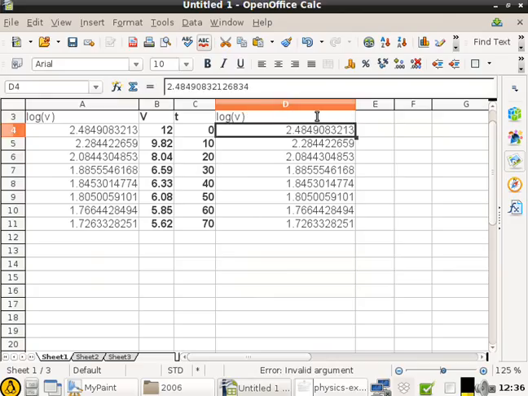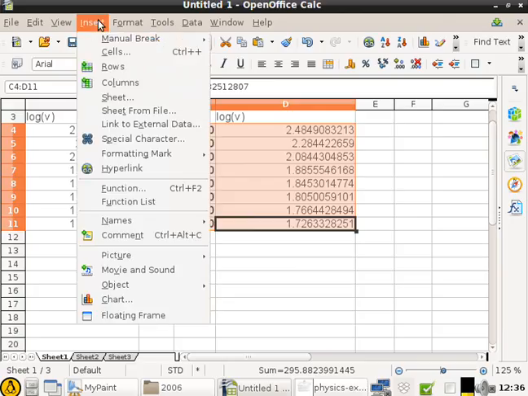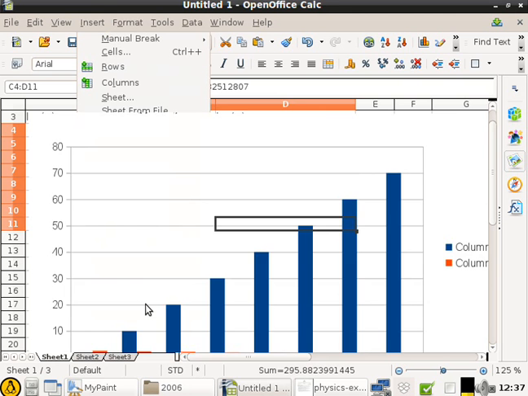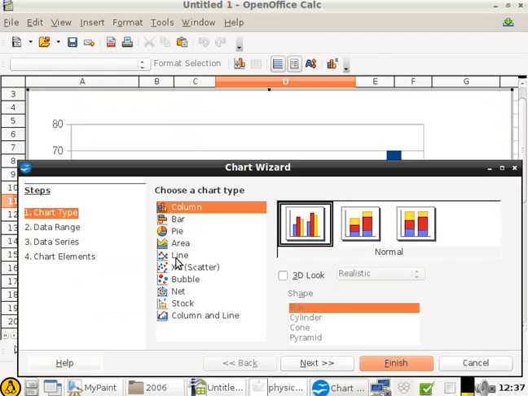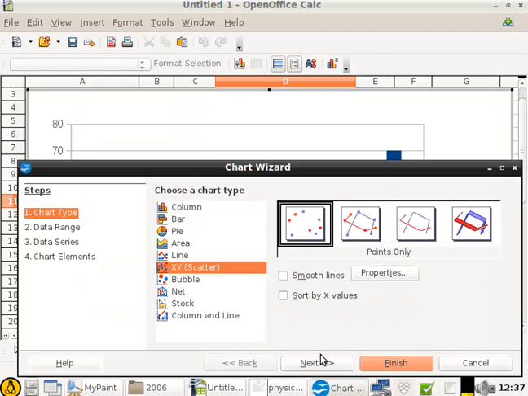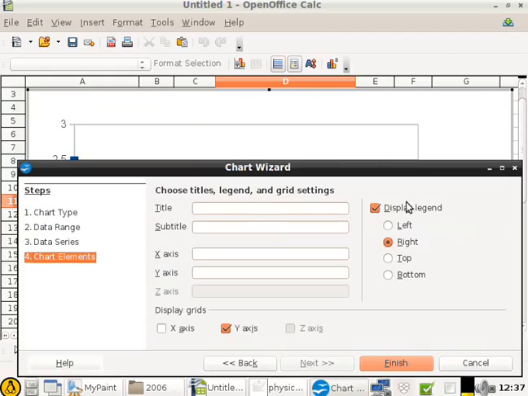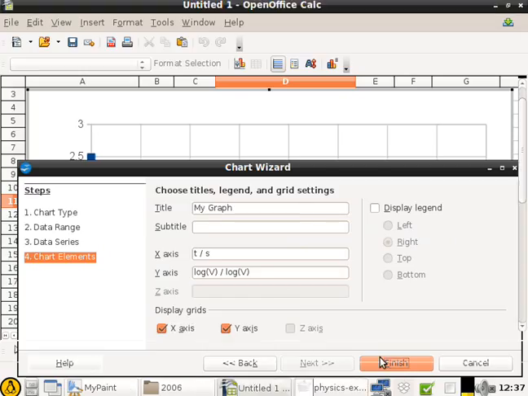Log V, guys, just look up. Okay, so insert chart. Log V should be on the y-axis. Yeah, it's the right way around, and time's on the x-axis. On the x-axis is time in seconds, and on the y-axis is log V in log volt units. Show me both, give me title, my graph, finish.